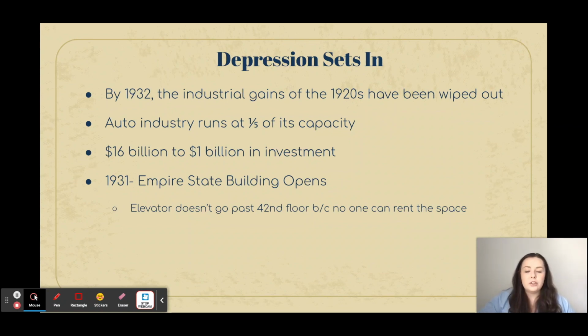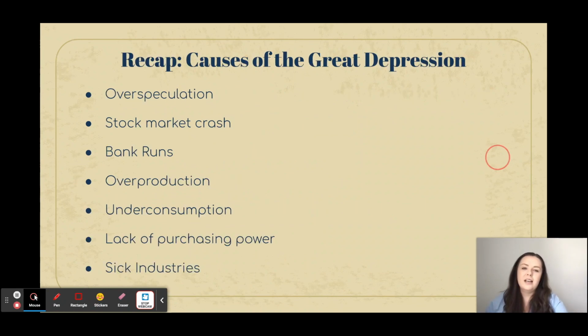And just to illustrate that we're in a depression, in 1931 the Empire State Building opens. It's supposed to be this huge office building to signal prosperity, but the elevator doesn't go past the 42nd floor because no one has rented out that space. Because there's a lot of businesses that are failing and don't have the ability to rent fancy office space.